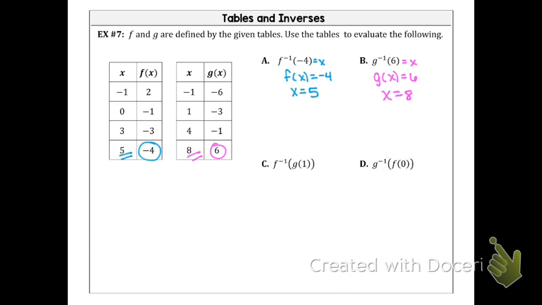Then we have the inverse of F of G of 1. So first let's go find G of 1. So go to your G table, and that's not an inverse, so that means G of X, so that's when X is 1. And we can see that's -3. So we're looking for the inverse of F of -3, which means F of some number equals -3. So go to your F table. We'll find where your output is -3. And we can see our input is +3. So X equals 3. And then D is the same idea.